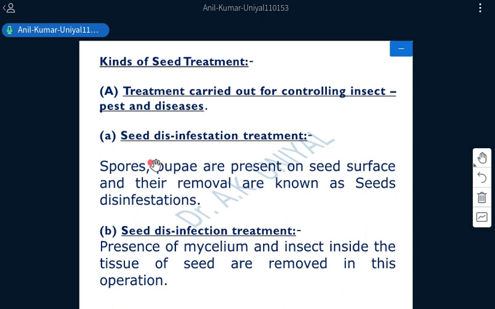Okay, and the first one is seed disinfestation treatment. Spores and pupae present on the seed surface, and their removal, are known as seed disinfestation. Okay, it can be done by soaking the seeds in hot water, sometimes by sun drying also, by acid scarification also. There are several treatments to remove these infestations. Okay, presence of mycelium and insects inside the tissue of seed are also removed in this operation.